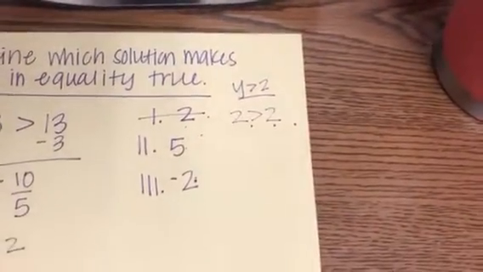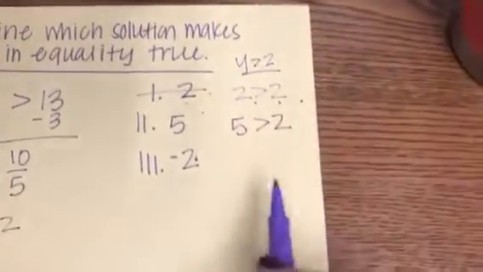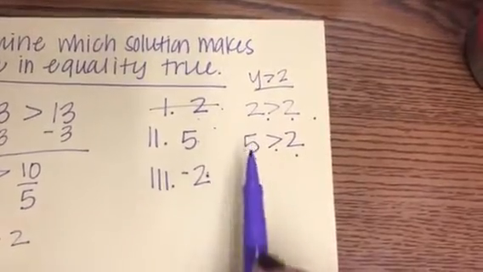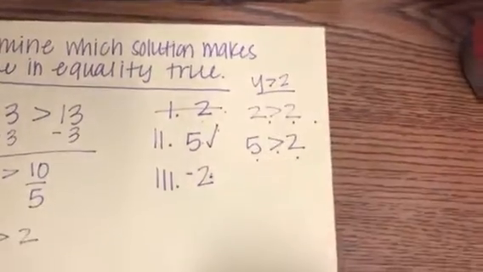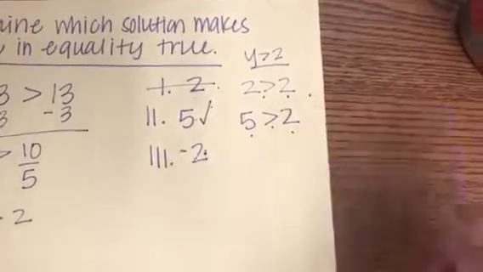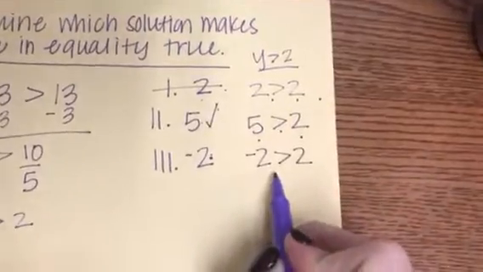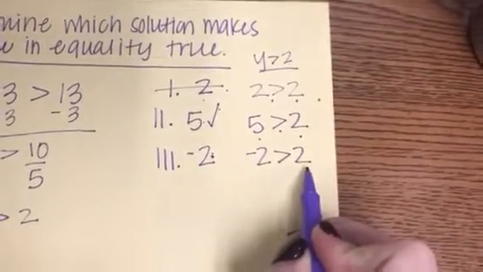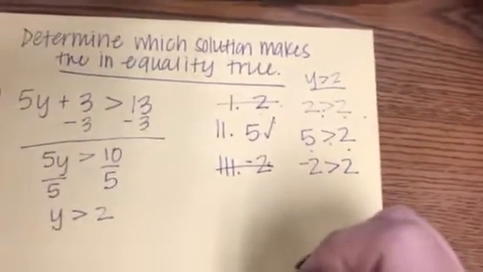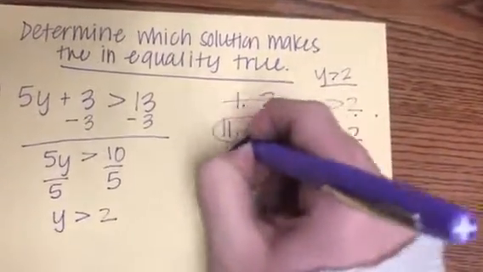So this solution is not correct. Then we move to the next one, and we plug in 5 for our y value. So we have 5 greater than 2. Is 5 greater than 2? Yes, 5 is larger than 2. So 5 could be a possible solution in our inequality. And then our last one, we have negative 2. So we plug negative 2 in for our y value. Is negative 2 larger than 2? No, it is not. So this cannot be our answer.